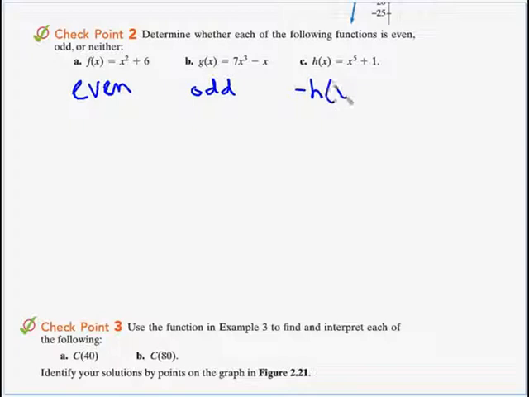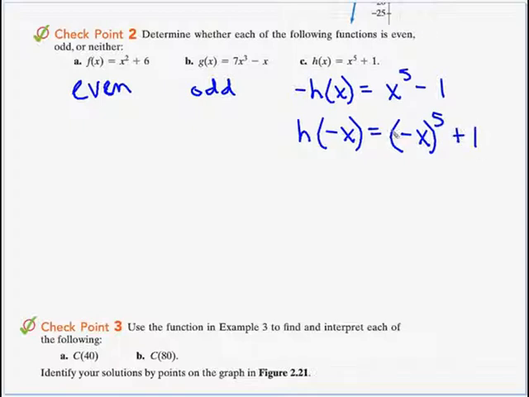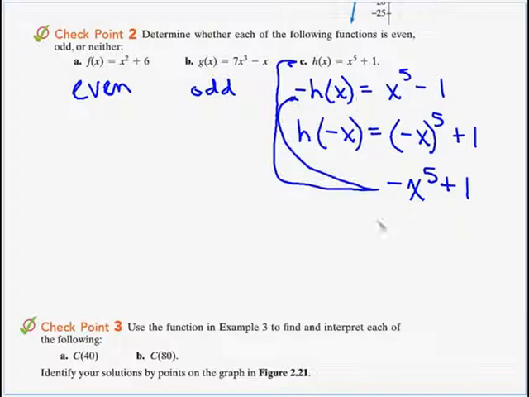The last one, x to the 5th plus 1. First, negate that quantity, so that'll be negative x to the 5th minus 1. We'll do then h of negative x, which will be negative x to the 5th plus 1. So the negative x to an odd power will be negative x to the 5th plus 1. Does that match the original? No. This is a positive x to the 5th. Does it match the negated? No, the signs are both off. So this is neither.